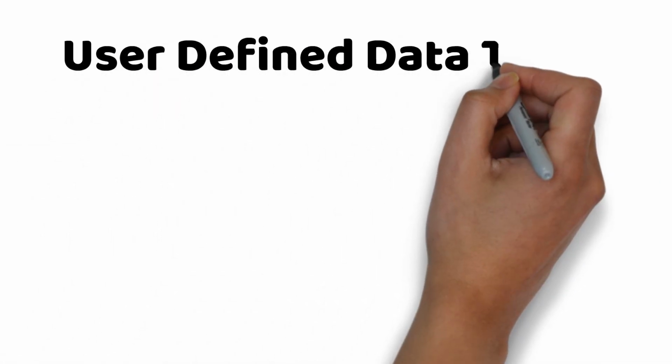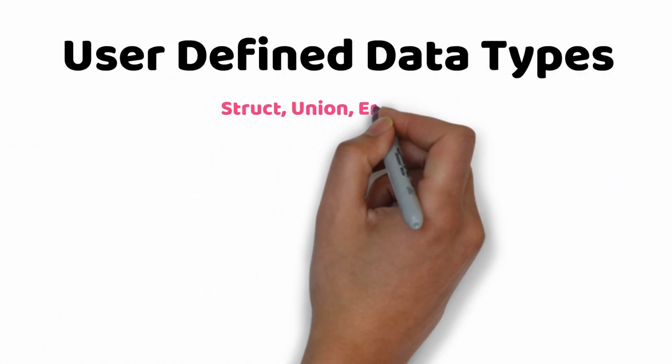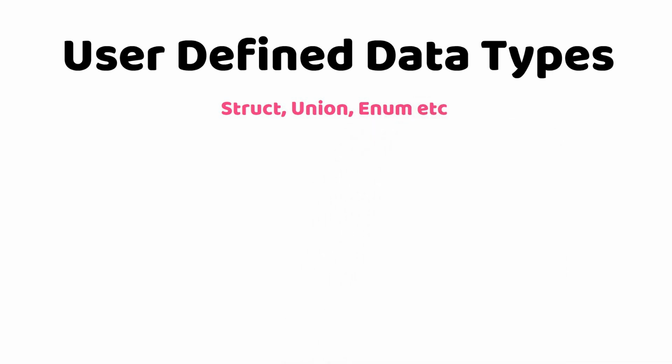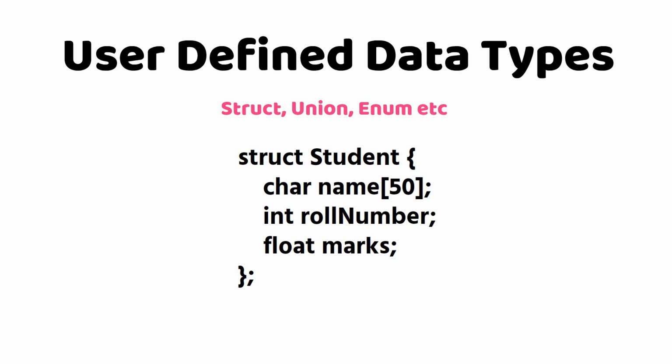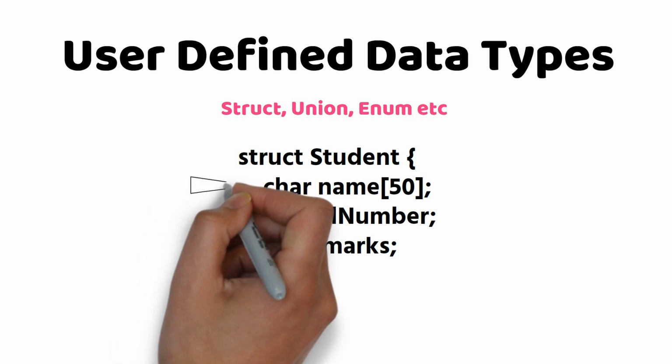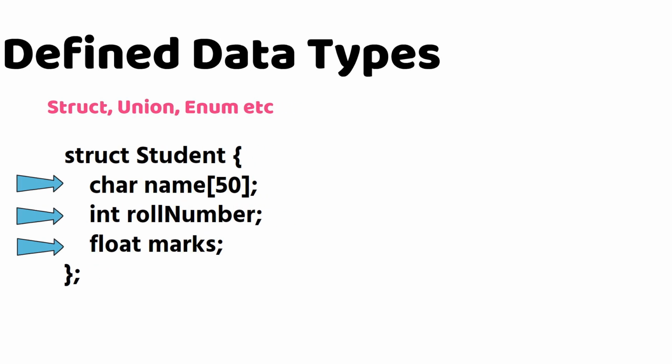Let us now move on to the user-defined data types like structures, unions, and enums. These data types allow for complex data structures. For example, this is a structure which consists of all the details of a student. For example, the name, roll number, and the marks obtained by the student.